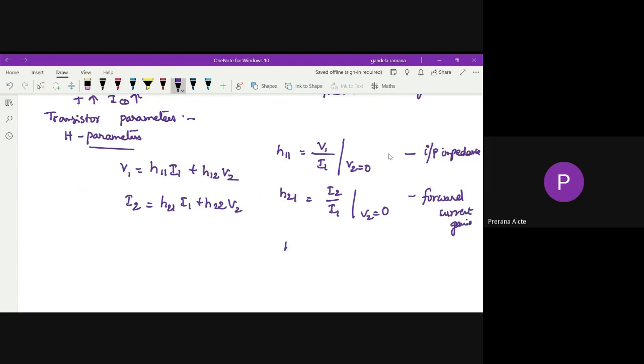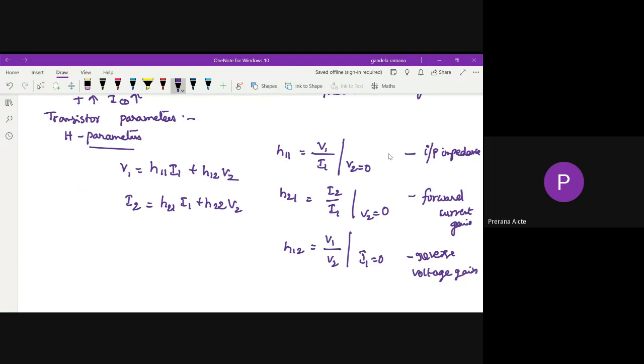So H12 is equal to V1 by V2, with I1 equal to 0. So this is a gain, a voltage gain, but how is it? Generally, voltage gain is output by input, but here it is V1 by V2, that's why it is called reverse voltage gain. So this is reverse voltage gain.